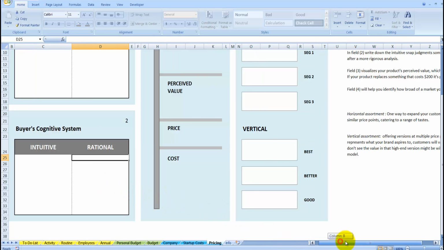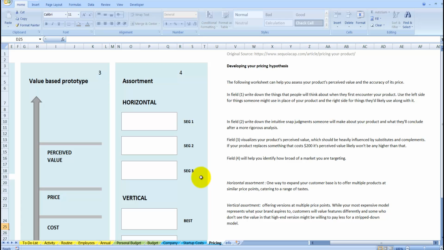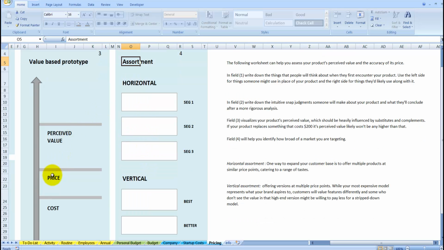Okay, moving all the way to the right, we have the assortment, and we have 2, horizontal and vertical. If you look all the way to the right, you'll find some information about all 3 boxes. For box number 4, it says field 4 will help you identify how broad a market you are targeting. So basically this is your market, who you are actually targeting. And this is also very important when you're setting up a price.